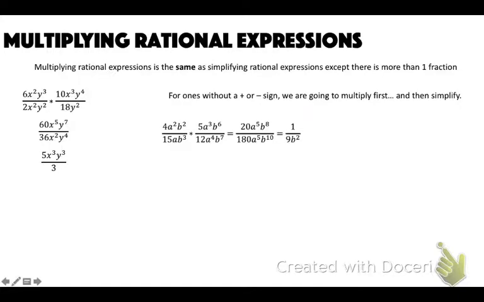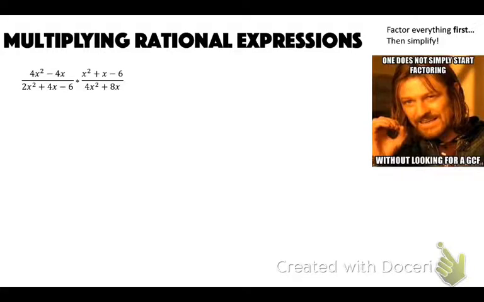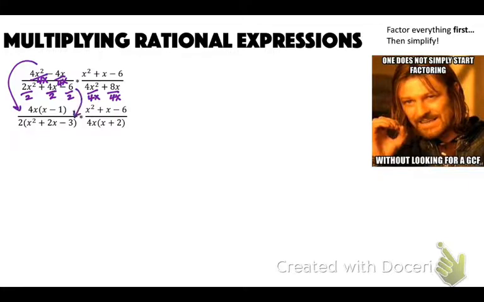Perfect. Okay, let's do this one. So now we're multiplying, but there is a plus and a minus. So when this happens, you have to factor everything first, and then we're going to simplify it. Always check GCF. So this first one, I can pull out a 4x from here. Here I can pull out a 2. Here I can pull out a 4x. So that's where I get the 4x plus 1. This is where I get 2, and then x squared plus 2x minus 3, and that's that one.